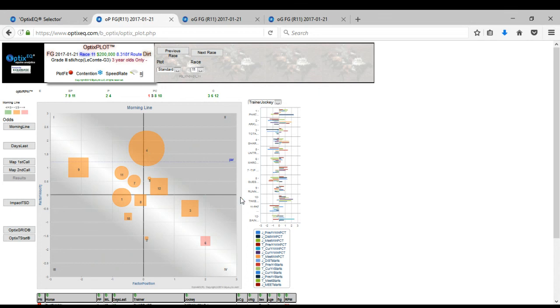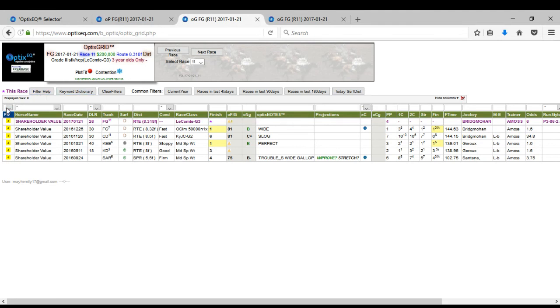The number 5, 9-2 on the morning line. Actually, this is the morning line favorite here. Really interesting morning line favorite. I don't know if that's necessarily going to be the case. Where is he on here? Over in quadrant 2, again, first time route. Pull up the number 5.